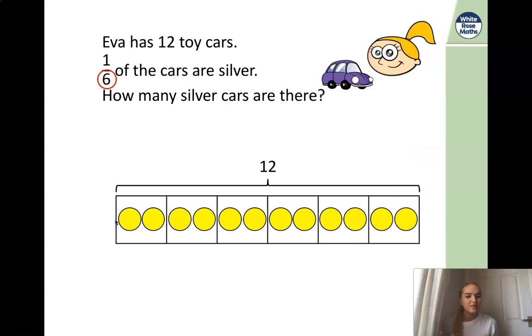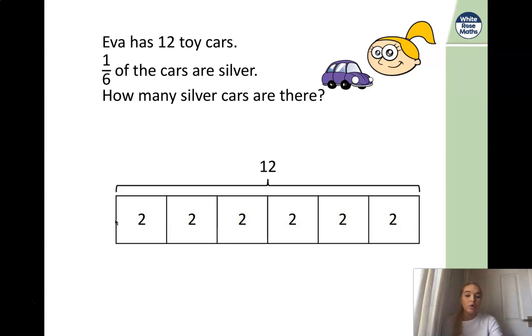And how many counters do we have in each part of the bar? That's right, we have 2 counters in each part of the bar. And we could represent that in its digit form. So all of these boxes are worth 2. And we can see here that we have 2, 4, 6, 8, 10, 12. And that equals my whole amount.